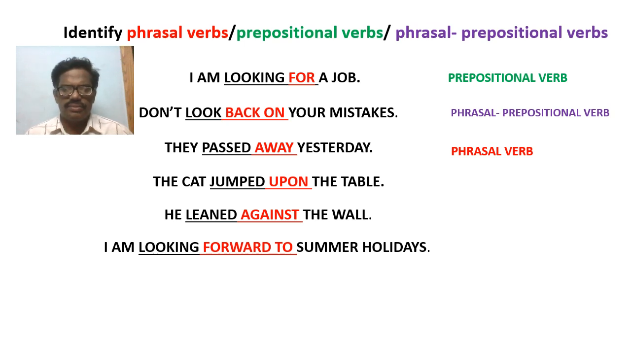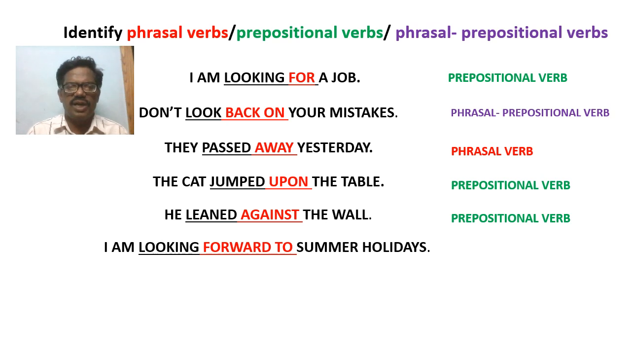And in the fourth one, it is a prepositional verb because the particle upon cannot be separated here and cannot be placed after the object, the table. And in the fifth one, the multi-word verb is called prepositional verb because here the particle against cannot be separated and cannot be placed after the object, the wall. So here the multi-word verb leaned against is called prepositional verb. And the last one is called phrasal prepositional verb because it has two particles, forward and to.